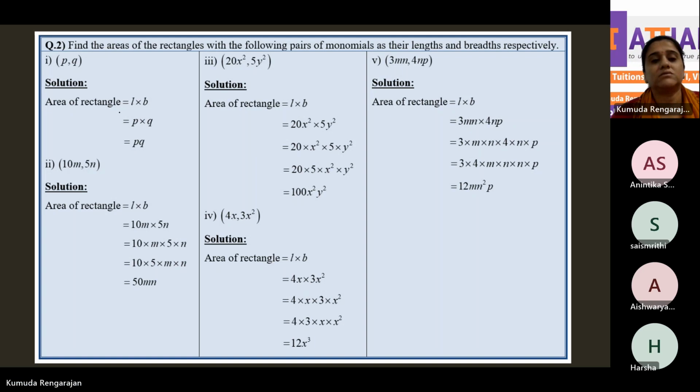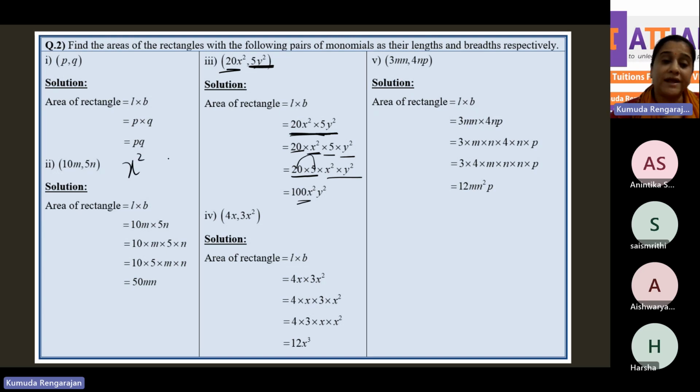So let's see the third one. Third one, 20x square into 5y square. So what do you understand by this? It's 20 into x square into 5 into y square. Then gather the numbers, 20 into 5. Then gather the letters, x square and y square. So 20 into 5 is 100. x square into y square, bases are different, so you cannot multiply them.